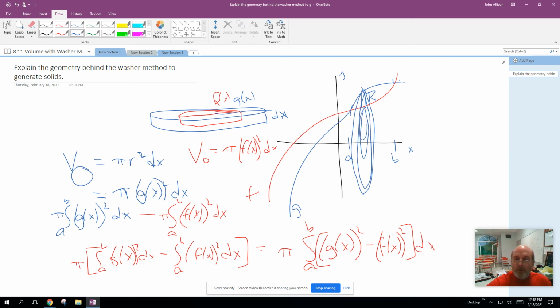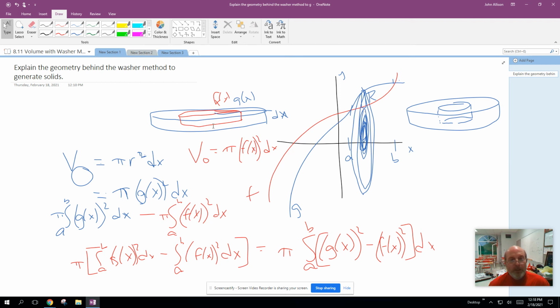And this interior part would be cut out, and so we would have our washer. And that's what the washer method is. That's the geometry behind it. This is the general formula, where the top function squared minus the bottom function squared is your integrand. Integrate from a to b, the boundaries for the region, and multiply it by pi.